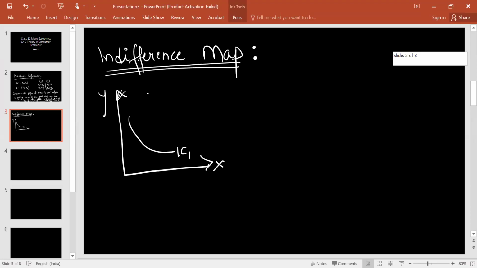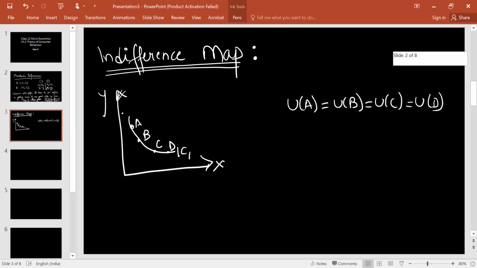IC1, right? Now this IC1 indifference curve, any consumption bundle on this curve will be giving the same level of utility, correct? So basically utility of A is equal to utility of B, which is equal to utility of C, and which is equal to utility of D. However, let's say if I draw 1 unit of X and 10 units of Y, and in case of B, 2 units of X and 8 units of Y. Both the bundles are giving me the same level of utility. This is what an indifference curve is.